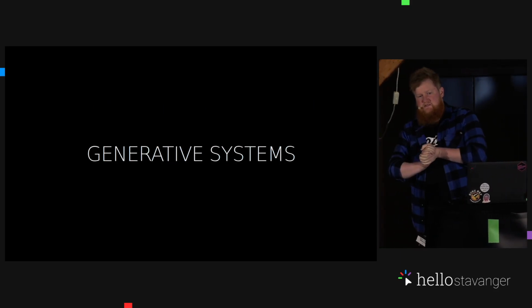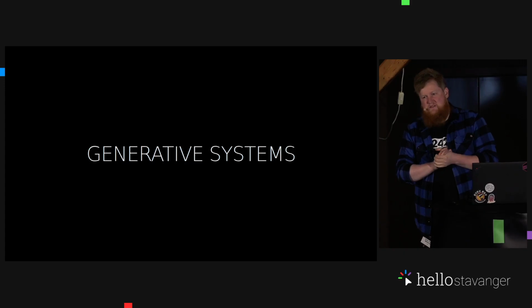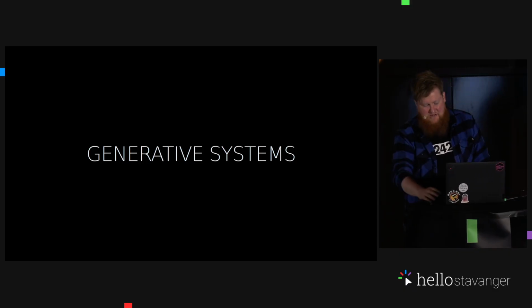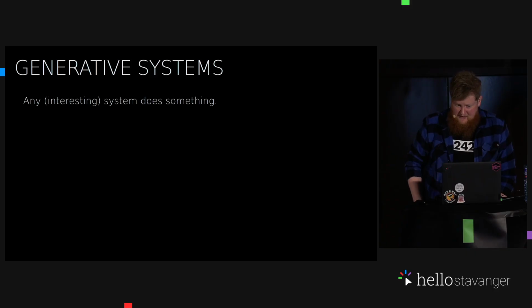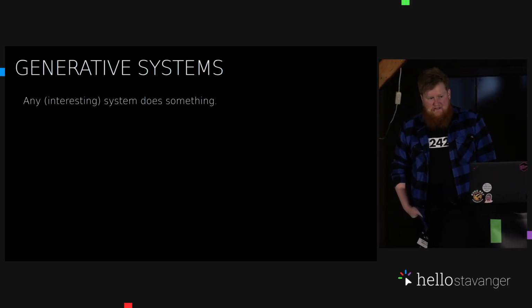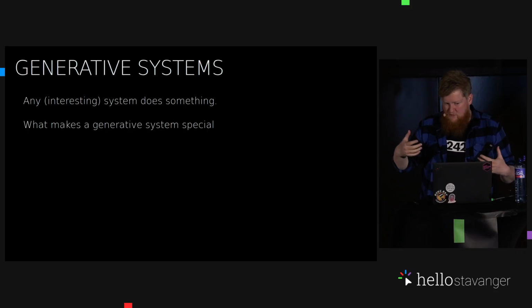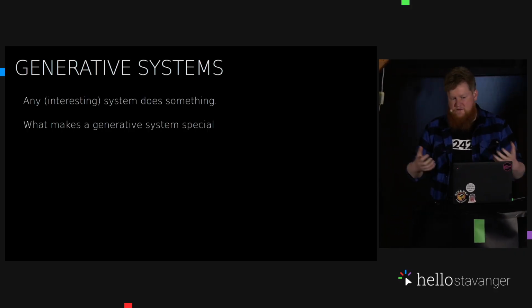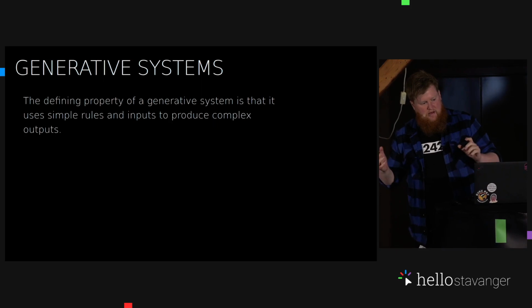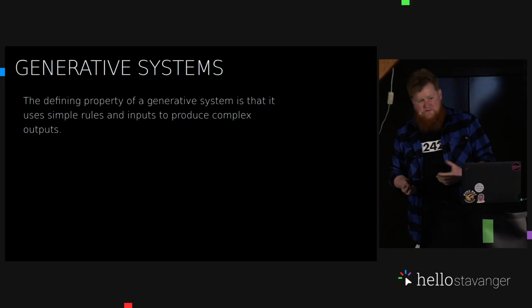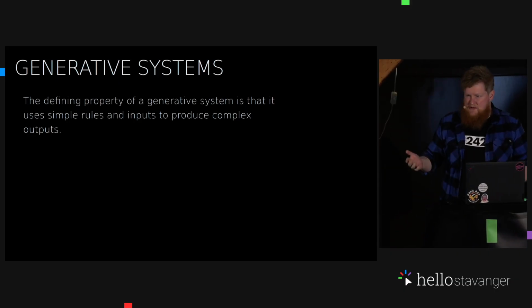Okay, let's start with generative systems. The fun thing about generative systems is that now that AI has taken over the world, everyone has heard about generative something. But generative systems have been around for a long time. Any interesting system does something, like even a computer that doesn't have any output produces heat that has to be dissipated. But what makes a generative system special or different from any other kind of system? The defining property of a generative system is that it uses simple rules and inputs to produce complex outputs.